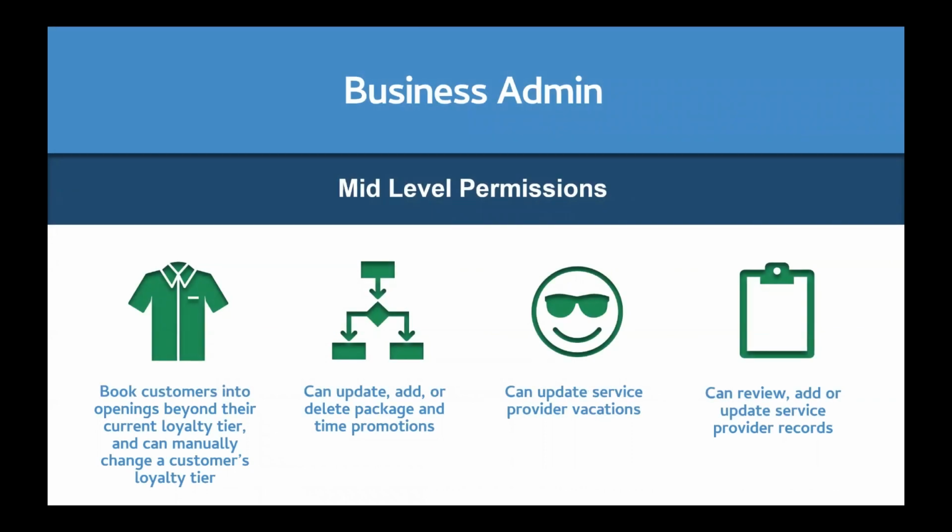The next level, business admin, has mid-level permissions, so they can do everything that staff can do, and also they can book customers into openings beyond their current loyalty tier. That is assuming you are using the loyalty tier program, and can manually change a customer's loyalty tier. They can update, add, or delete package and time promotions. They can update service provider vacations. And finally, they can review, add, or update service provider records, such as their working hours and so on.